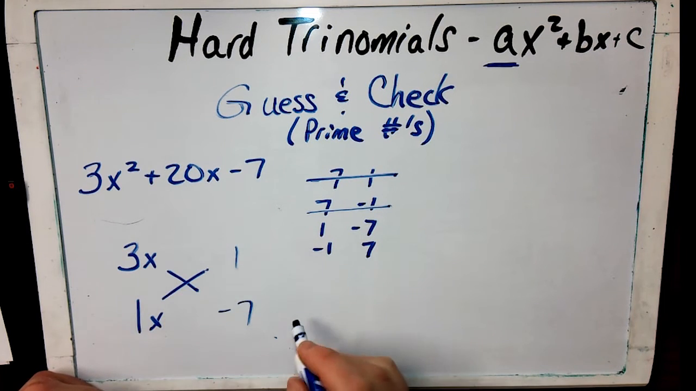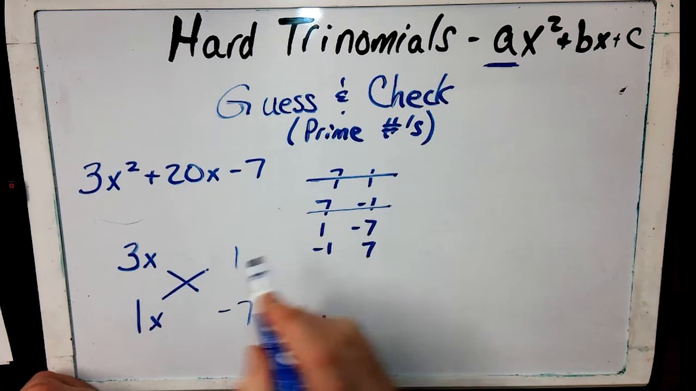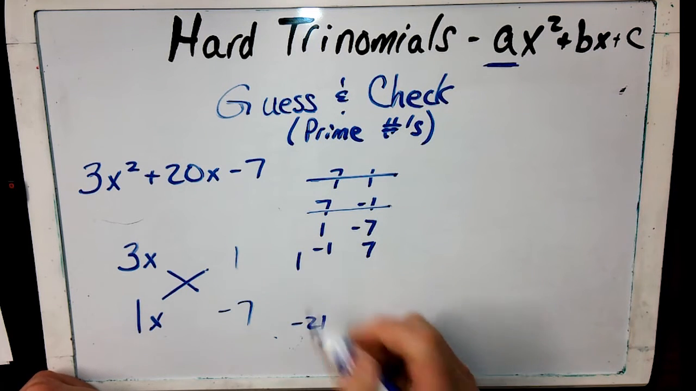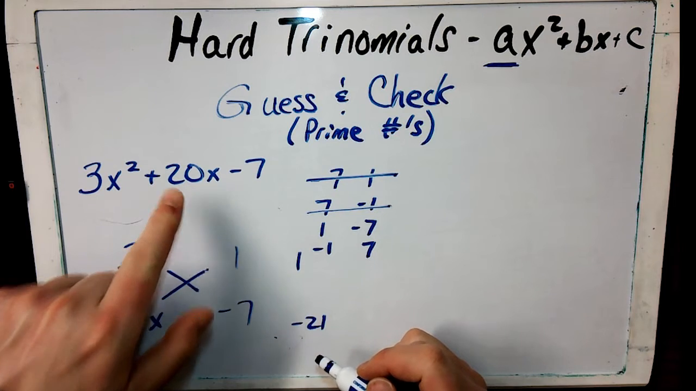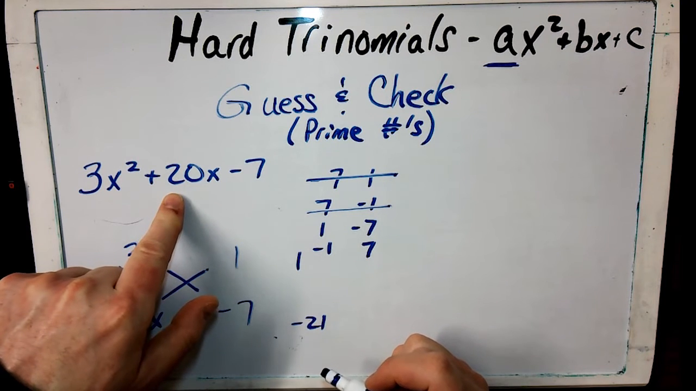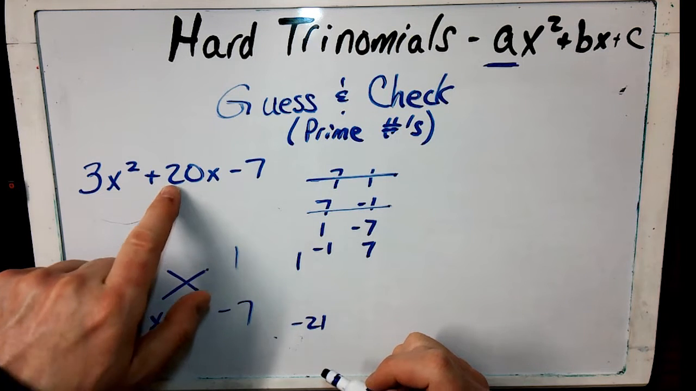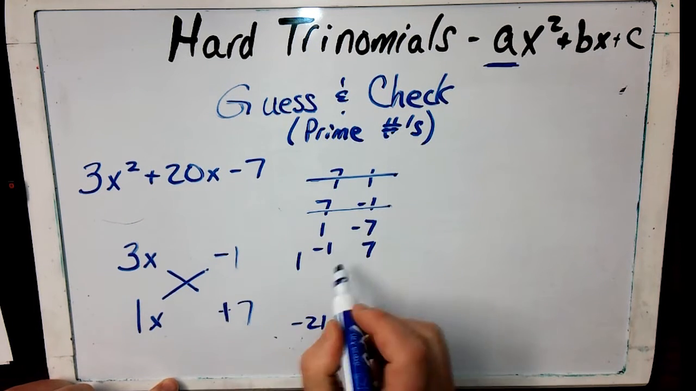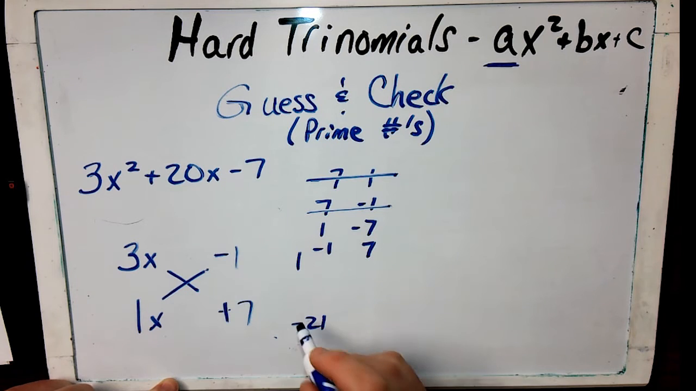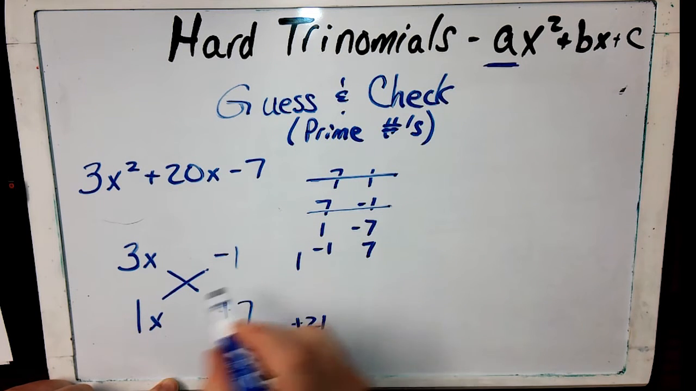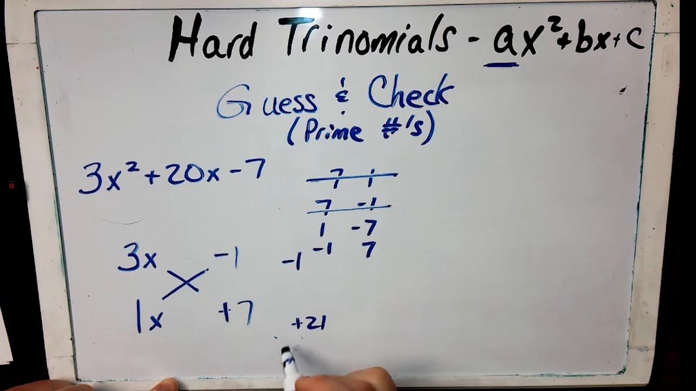3 times negative 7 is negative 21. 1 times 1 is 1. If I add them up, I get positive. I know I'm getting closer because the number's right, the sign's wrong. And if that's the case, then I'm just going to reverse the signs, which is my last option. 3 times 7 is positive 21, and I get negative 1. This adds up to positive 20, which is the correct answer.